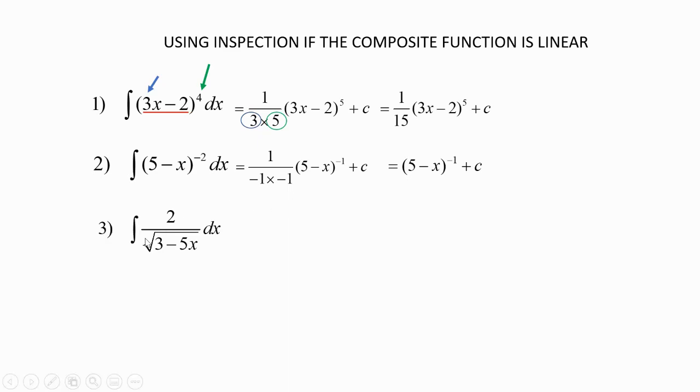So if I have something like this, 2, I look and I see, oh, good, that's linear. So if I bring it up, I get 2 times 3 minus 5x to the minus a half dx.